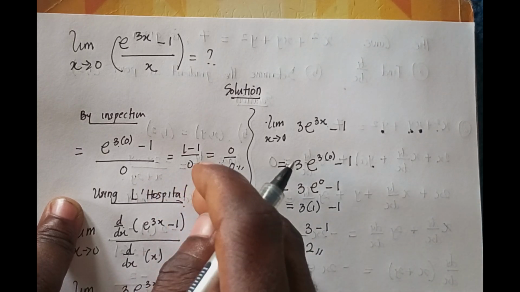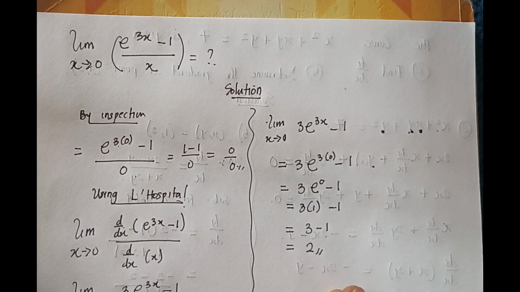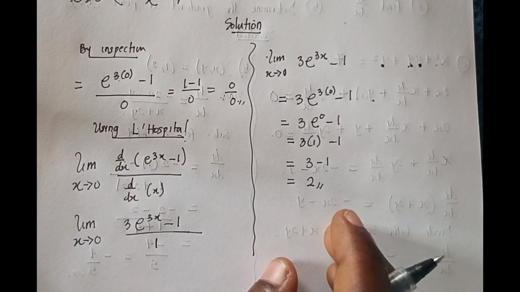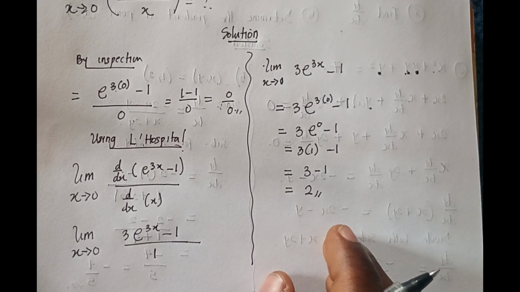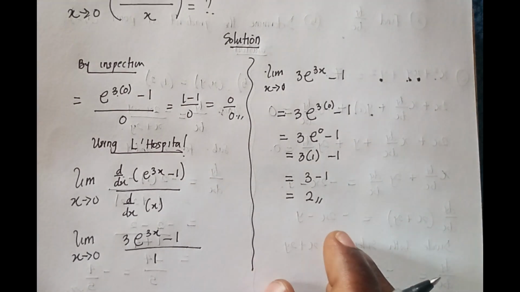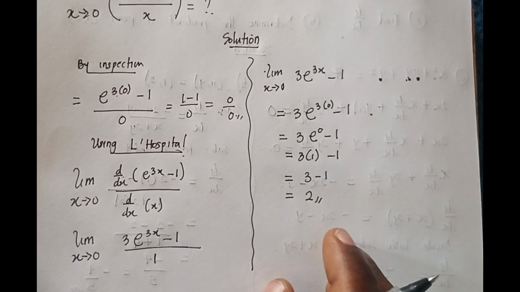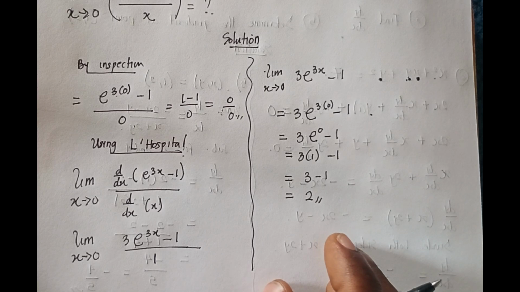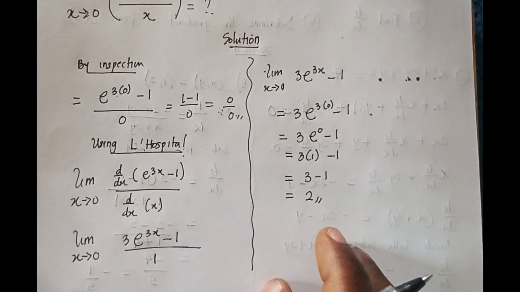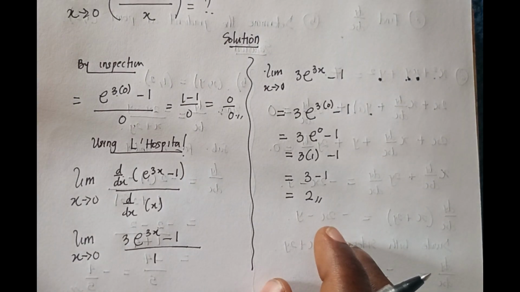You can see the inspection method exposed to us that this question can't be solved using the substitution method, but instead the L'Hospital rule. So the very first thing you should always do is use your inspection method. If your inspection method shows you that this can't be solved using direct substitution, you have to use the L'Hospital rule, and this is how to solve this question.